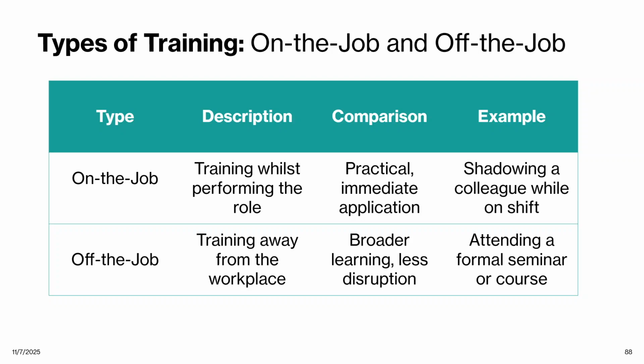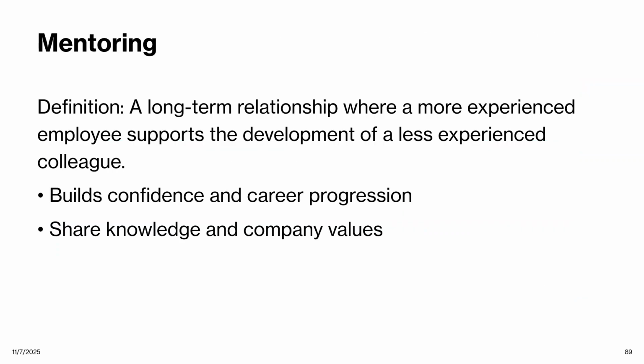So for example, you're shadowing a colleague whilst on shift. Then we have off-the-job training. This is where you train away from the workplace. So this encompasses broader learning and less disruption. So for example, you attend a formal seminar or a course.